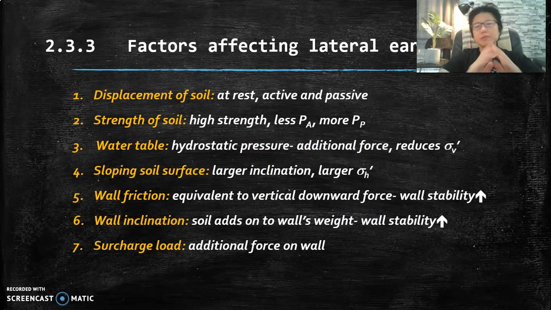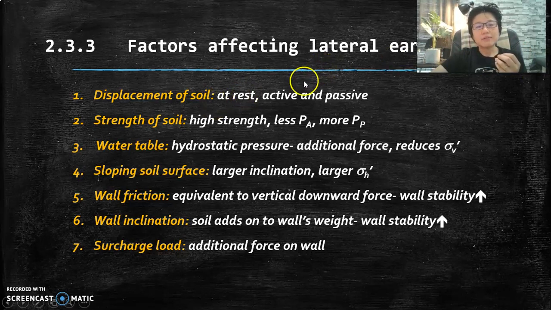Number one, the displacement of soil. We talk about active, passive. Active means the soil is moving towards the wall. Passive means it's moving away from the wall, pulling towards itself. There's a third one, or rather it's actually the first one, which is the situation where the soil is at rest. It's not moving anywhere, not moving forward and not moving backwards. So that is at rest.